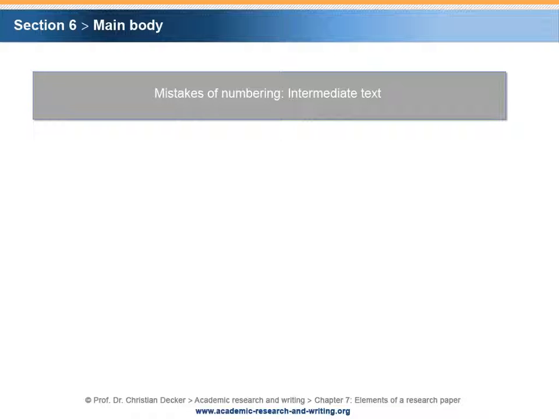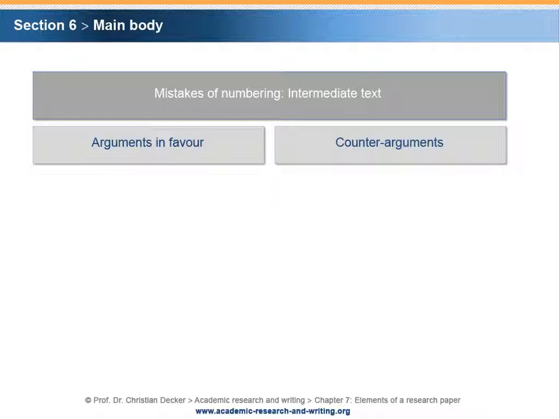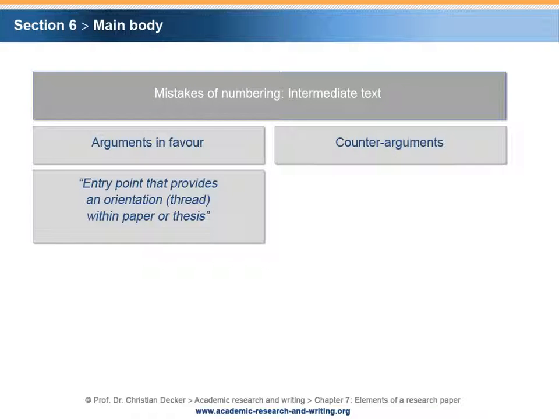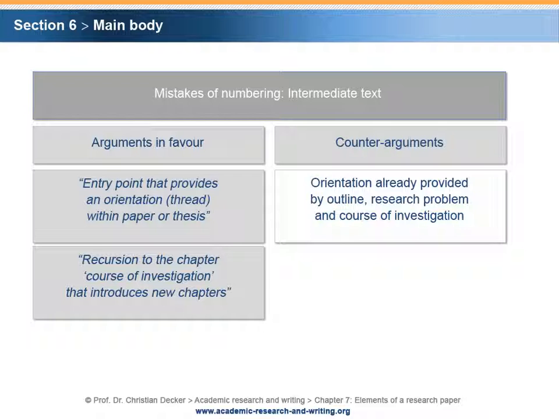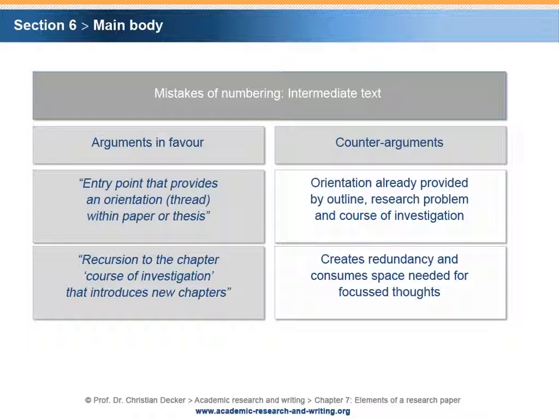There are arguments in favor as well as against the use of intermediate text. Some authors intend to provide a thread by using intermediate text as a means of orientation within the paper or thesis, or as a recursion to the chapter way of investigation. In contrast, intermediate text is considered bad academic style since it can be assumed that an educated reader is able to comprehend the outline, the research problem, and especially the course of investigation. Furthermore, intermediate text creates redundancy and consumes space needed for focused thoughts.